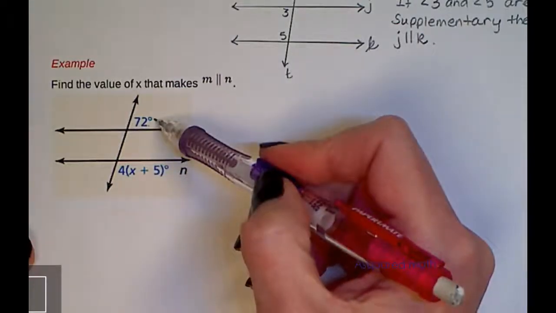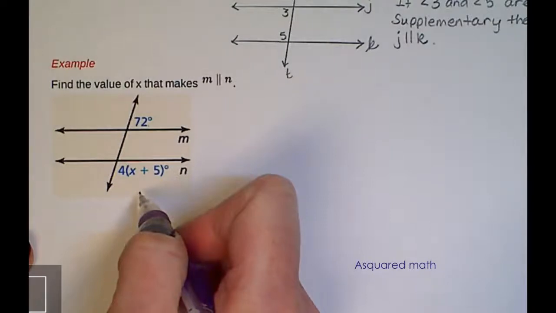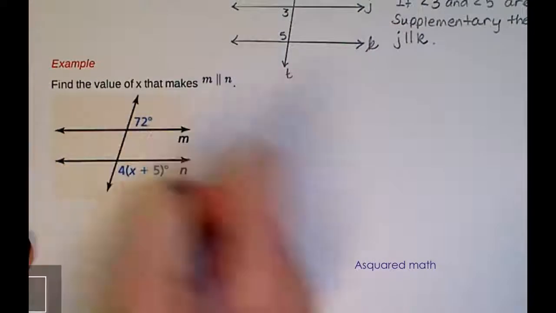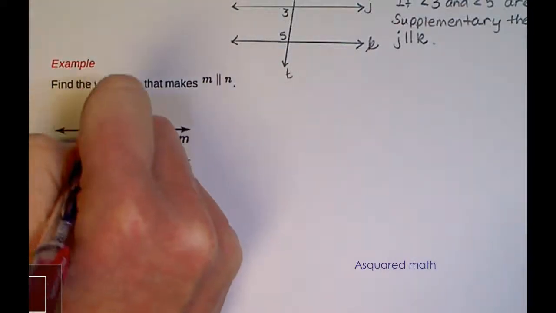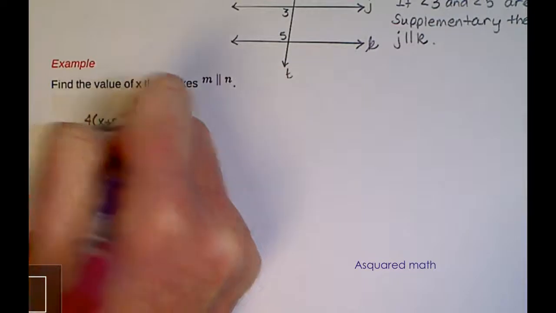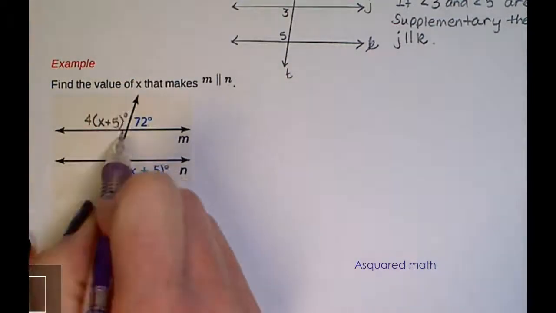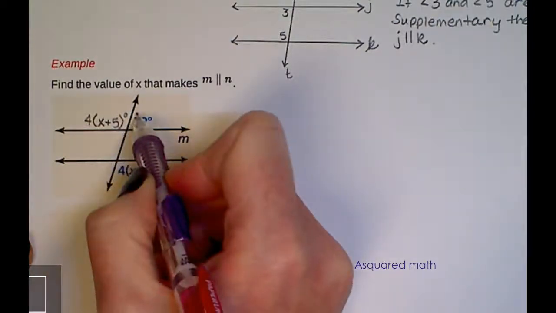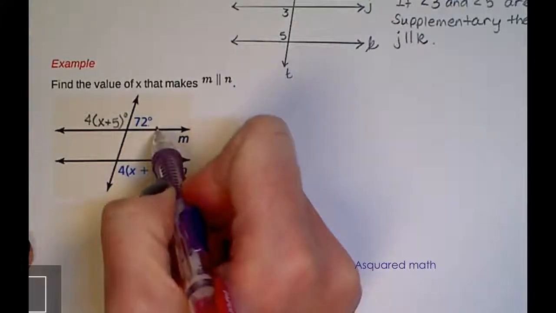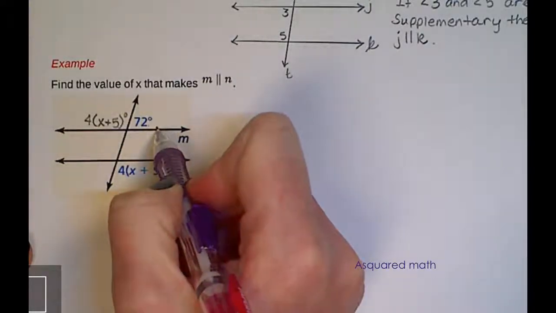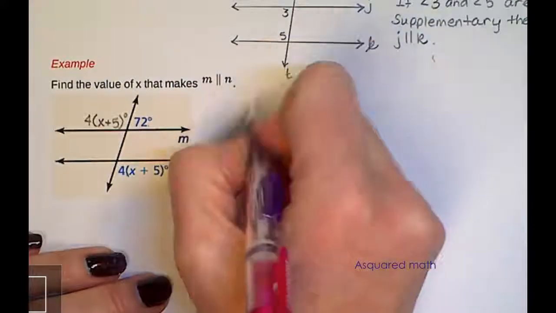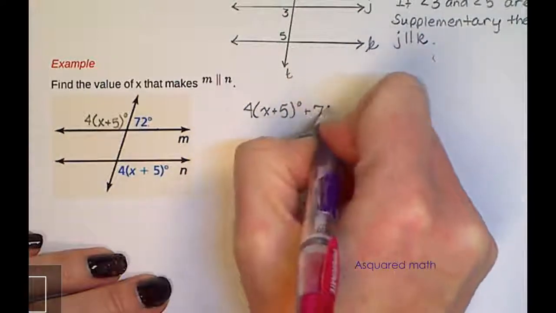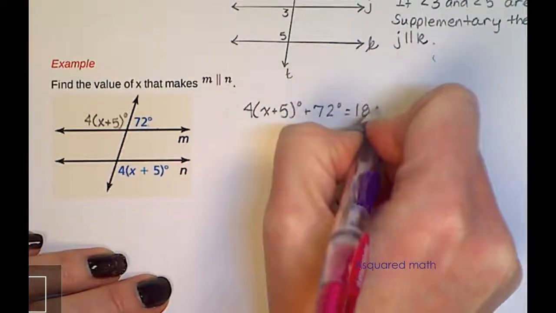So what we could do is, if we're trying to prove them parallel, then we can say that 4 times x plus 5 has to be the angle measure of this angle up here because of alternate exterior angles. And these two angles are adjacent to each other, which means they're a linear pair. If they're a linear pair, then they are supplementary. We can then say that 4 times x plus 5 degrees plus 72 degrees equals 180 degrees.